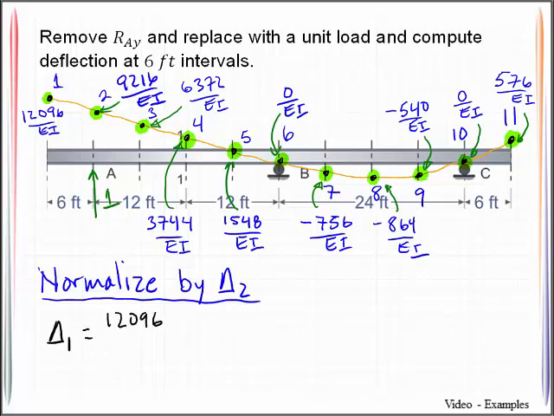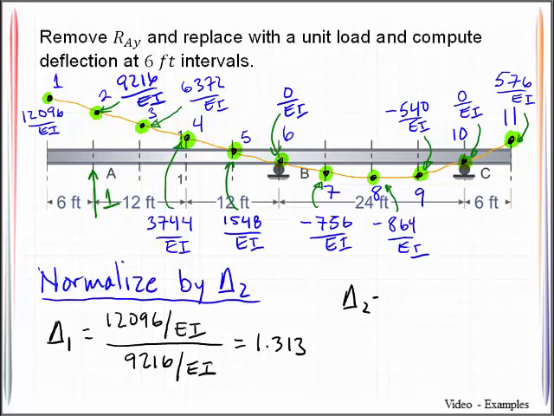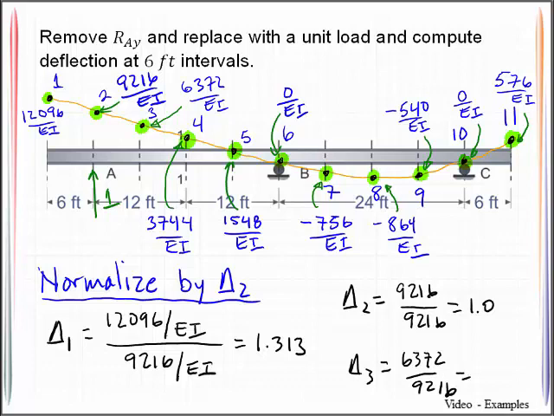Delta 1, I would take that quantity, 12096, I'll divide by EI, and I will divide that by 9216 by EI, and that will come up to be 1.313. In a like fashion, delta 2 would have 9216 divided by 9216. That will be equal to 1.0. Delta 3 would be 6372 divided by 9216. That will be 0.691. And I would do that for all the individual locations.